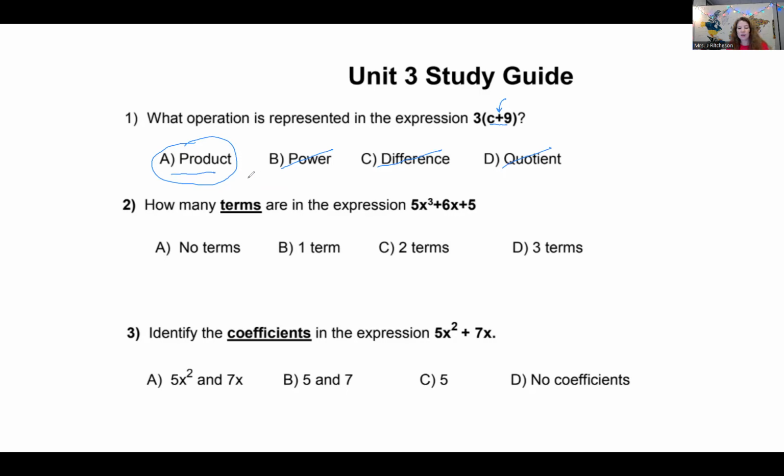Number 2, how many terms are in this expression? So we start off with one term, and then we have plus symbols to separate the other terms. So that's a term, and the third term is +5. So we have a total of 3 terms. And a coefficient is a number attached to a variable. So there's 2 coefficients, 5 and 7. 5 and 7 are our coefficients.